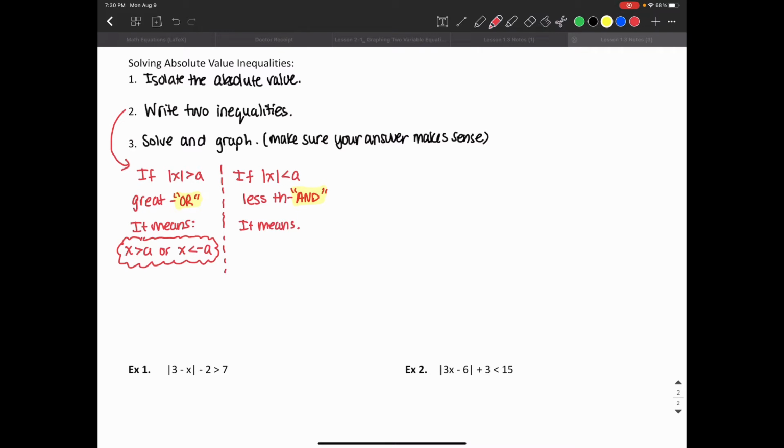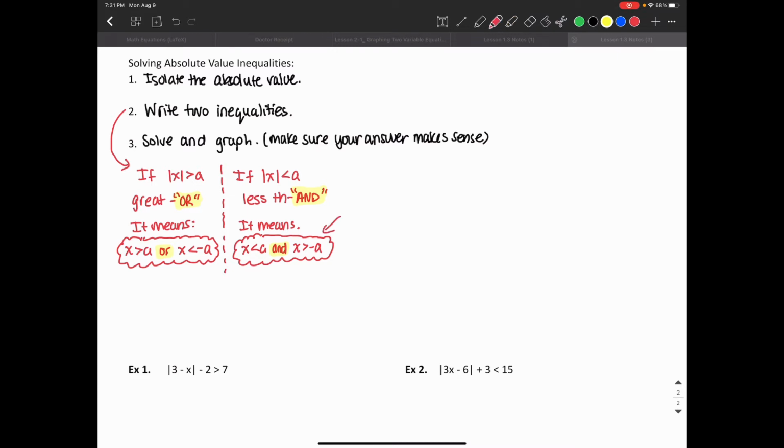If you see this, it means that x is less than a. So you just rewrite exactly what you see here without the absolute value bars. That's your first inequality. Then your second inequality is, instead of less than, x is greater than the opposite of a, which is negative a. And the word in between is "and." So this is going to be your answer. If you have "great-or," you have "or" in between. If you have "less-than," you have "and" in between.